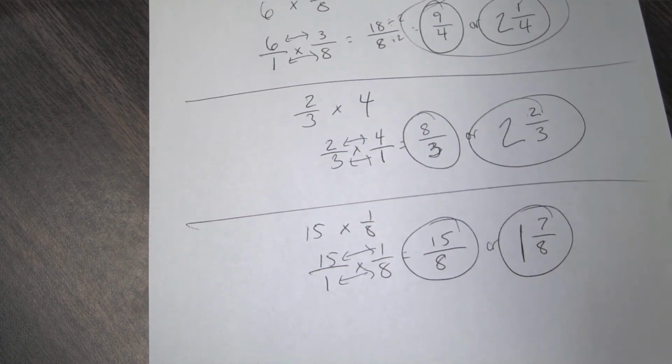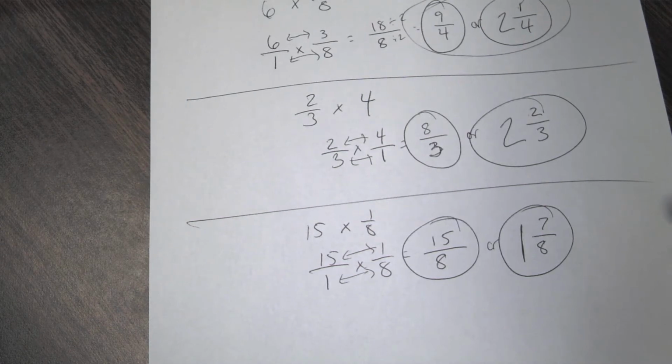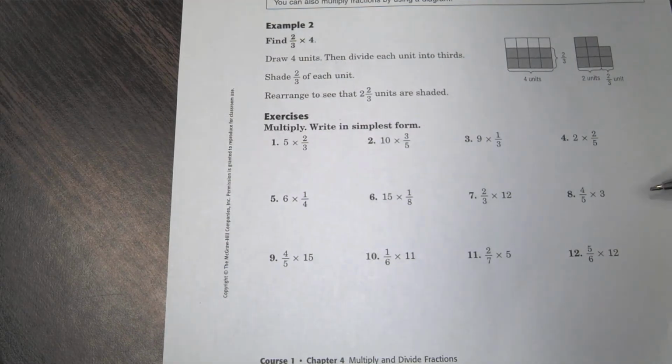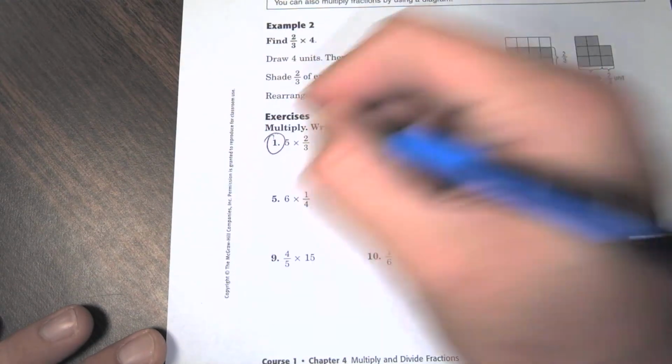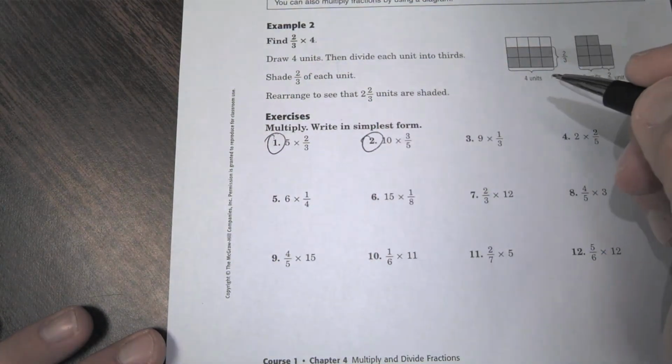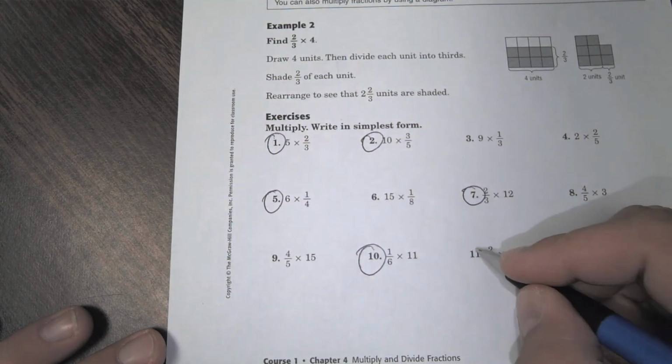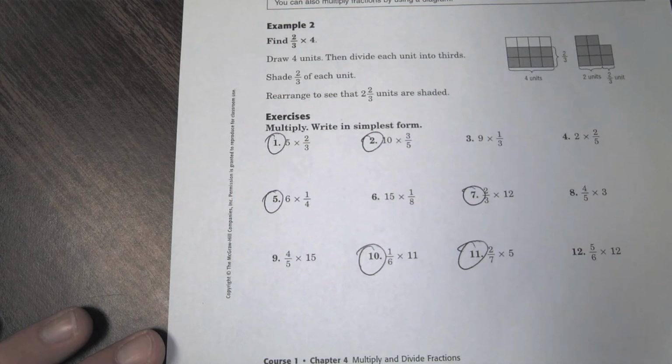So that's how you multiply with fractions. Very, very simple. Don't overcomplicate this. All you're doing is multiplying the tops and then multiplying the bottoms. That's it. So I want you guys to pause the video and work on some problems together. So I'll go ahead and do 1, 2, 5, 7, 10, and 11. Okay, so just work on those. I just want you to work on the circled ones, and then come back and we're gonna work through them together. So pause the video and then come back.